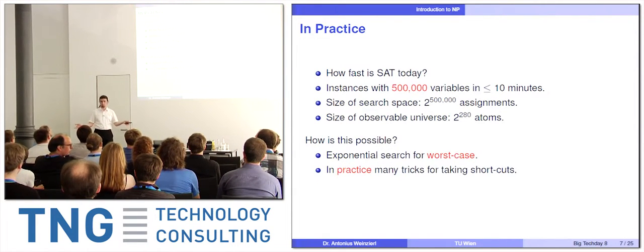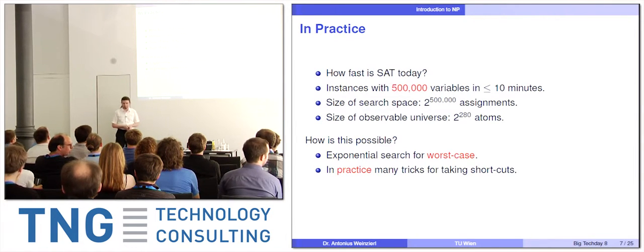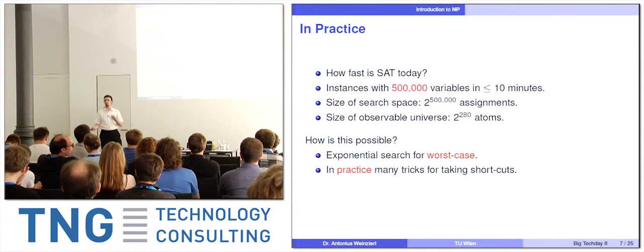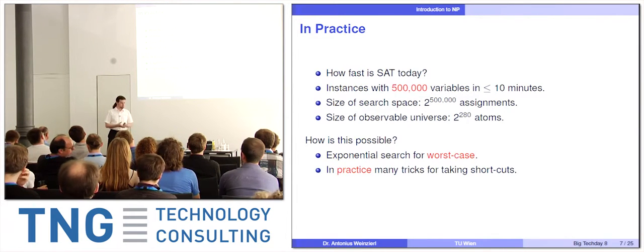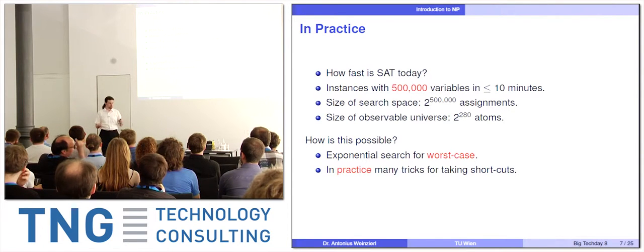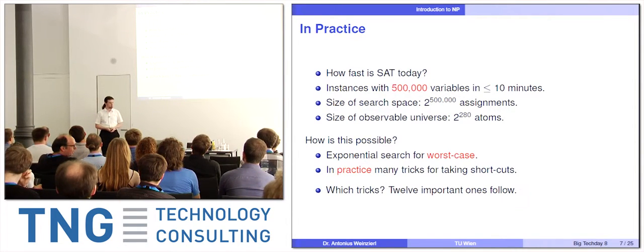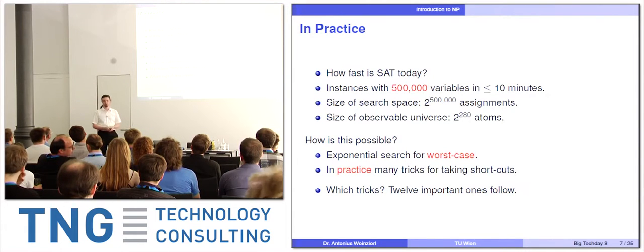So how is this possible? Well, the exponential search is for the worst case. In practice, there exist many tricks such that we don't encounter this worst case, or tricks which make the worst case go away, where we previously thought this is really a worst case, but if we are clever, it turns out it's easy to solve. And these tricks, or shortcuts, are what I will present to you, some 12 of the, I think, very important ones.